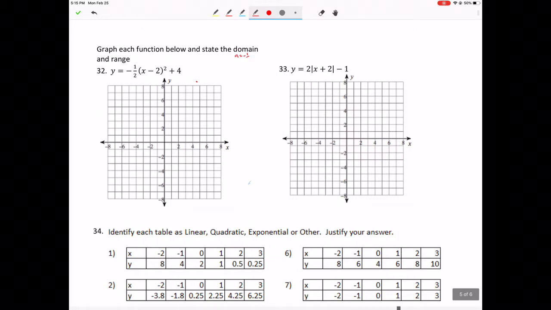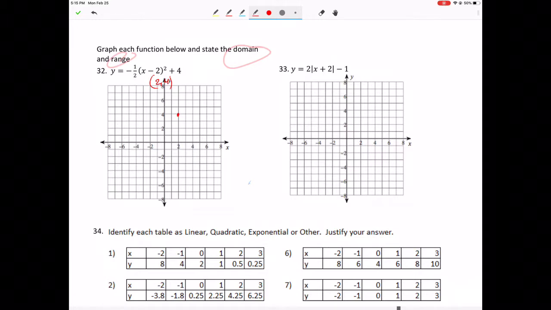And then these ones here, it's not a piecewise function, so that's pretty easy, but you need to write down the domain and range. Okay. All right, so here we want to graph. Well, this is in vertex form. Our vertex is 2, 4. 2, 4 will be right here.